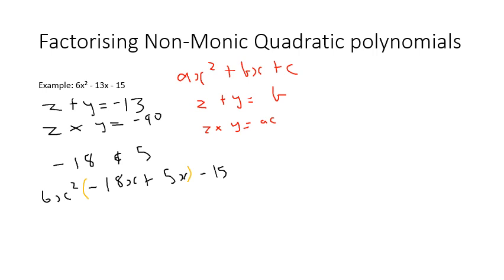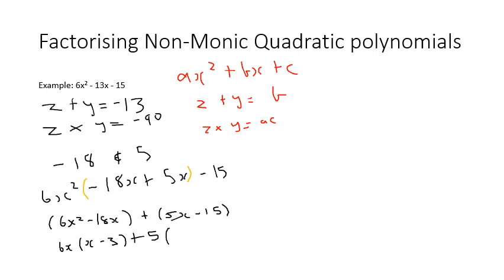So now we're going to take our terms and put them into brackets. We take our 6x squared minus 18x in a bracket, and now we'll do plus 5x minus 15. And with these brackets, we want to take out the highest common factors and put them outside the brackets. So we have 6x squared minus 18x. Our highest common factor here is 6x. So I get 6x outside of the bracket and x minus 3 inside of it. And then we get plus, and the highest common factor of 5x minus 15 is 5. So we get 5 bracket x minus 3.